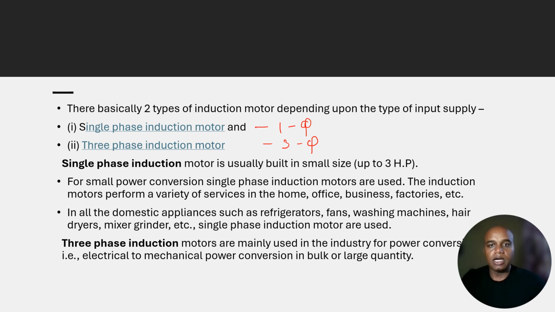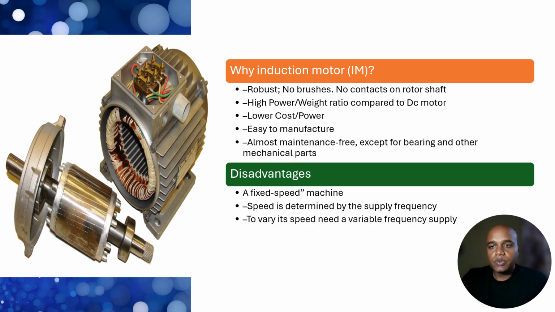However, they are usually built in small sizes up to 3 HP ratings, whereas three-phase induction motors are mainly used in industry for power conversion and to perform mechanical tasks. It also gives a very high power rating and is able to perform in any dusty and oil-contaminated environment. Here we are specifically going to concentrate on the three-phase induction motor, because it is widely used in industries, and it is the motor which is deployed in EVs also.